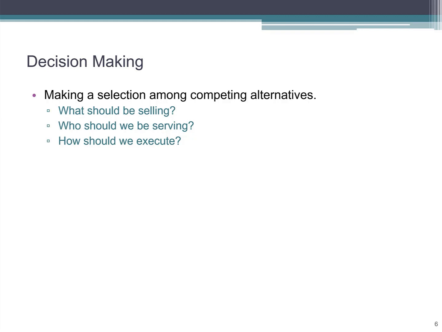Decision-making. Decision-making involves making a selection among competing alternatives. Many managerial decisions are to answer 3 questions: what, who, how. What should we be selling? Who should we be serving? How should we execute?